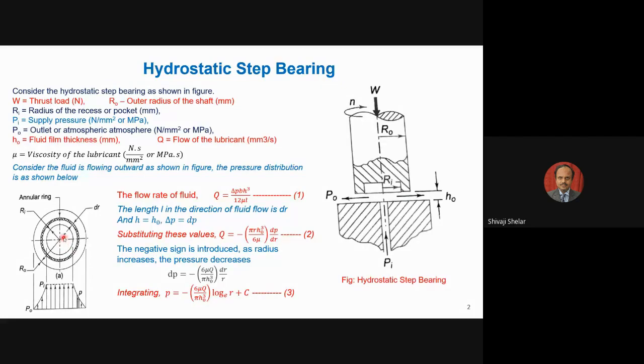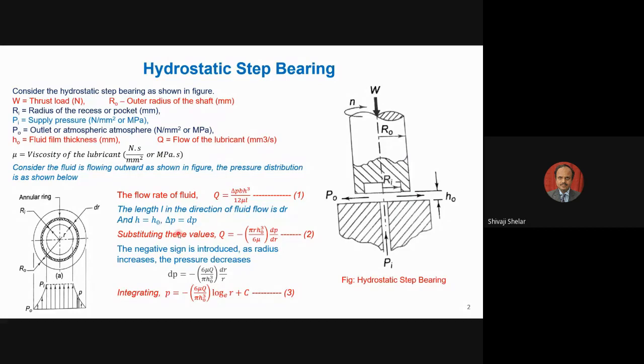The lubricant is coming with pressure Pi here, and then it is moving away in the radial direction, in all directions. So the flow is in the radial direction here. In the step bearing, the flow of the lubricant is in the radial direction. So the length L in the direction of fluid flow. Now what will be the L in the direction of fluid flow?